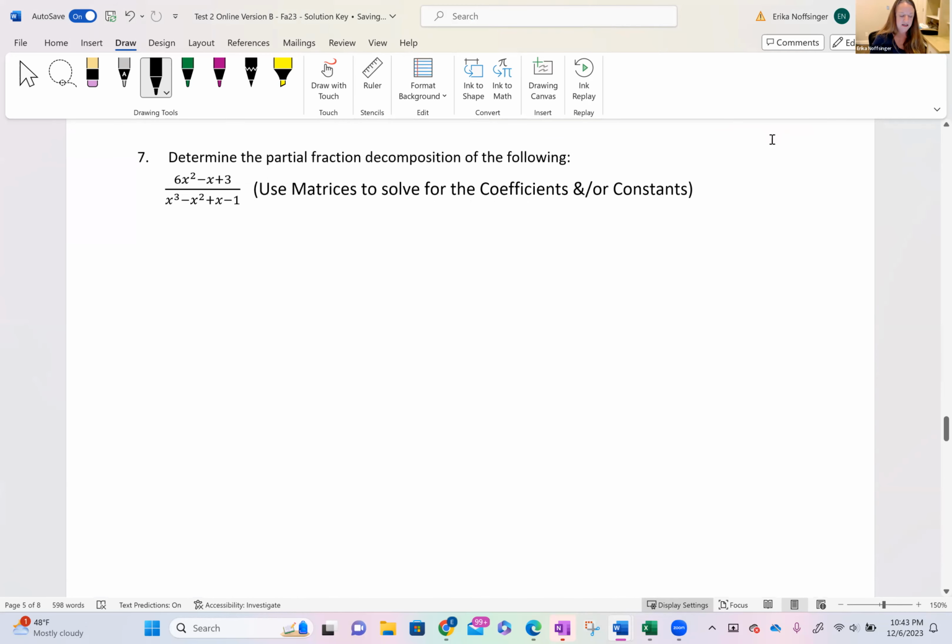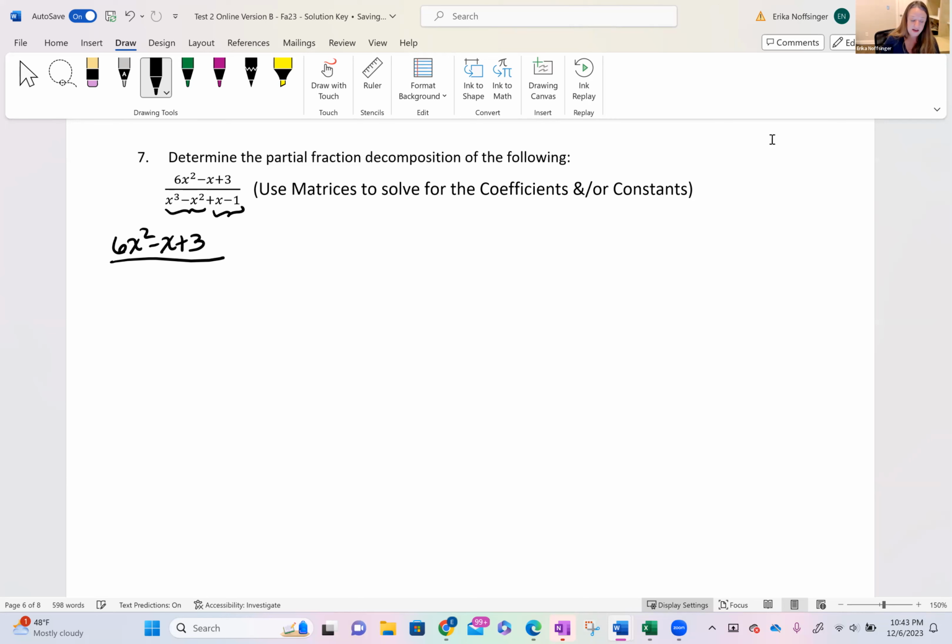So looking at the next part, determine the partial fraction decomposition of the following. We have 6x squared minus x plus 3 all over x cubed minus x squared plus x minus 1. So we're looking at this. Let's factor that denominator. So let me rewrite my numerator. I have 6x squared minus x plus 3 all divided by.